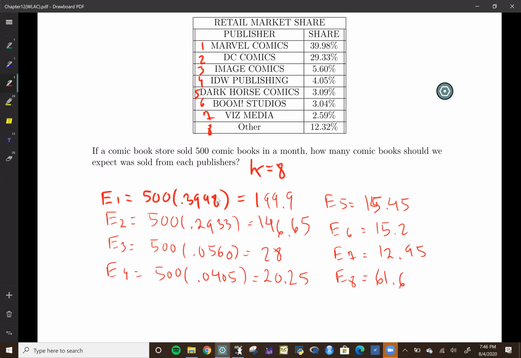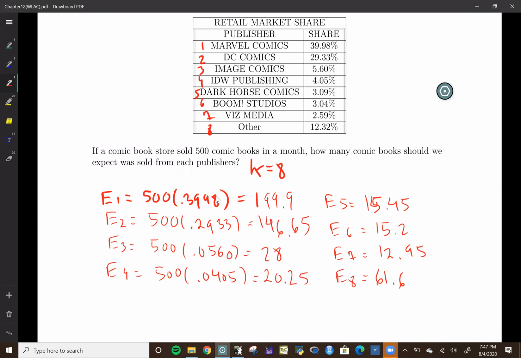One thing to note about the expected value: it tells you that if I have n many objects or n many people, this is what we expect each one of those people or objects to contain. So here, if I have 500 comic books sold, of those 500 we should expect roughly 200 of them to be Marvel comics. We should expect roughly 147 of them to be by DC Comic, and so on.